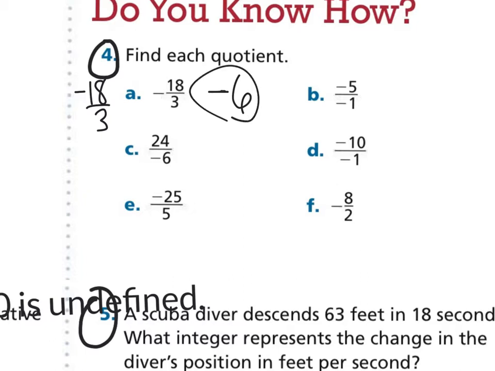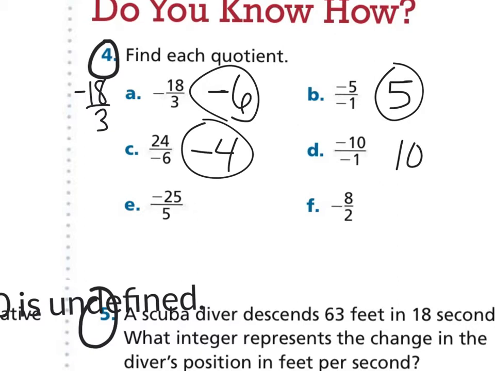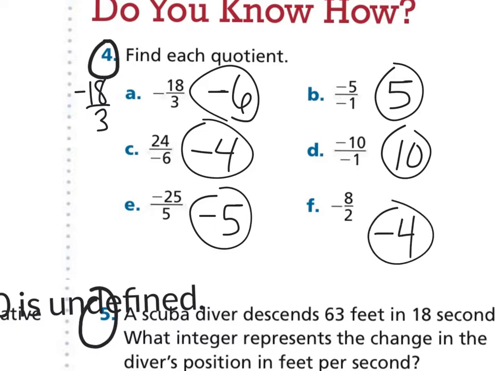Part B, we have a negative divided by negative, which is going to be a +5. Bad guy leaves town is good. On C, positive divided by negative is a negative, and so that would be a -4. On D, negative divided by negative is a positive, so +10. E, we have a negative divided by positive is a negative, so that would be -5. F, that negative's hanging out to the side there. 8 divided by 2 is 4, or you can put the negative up with the numerator if you want.